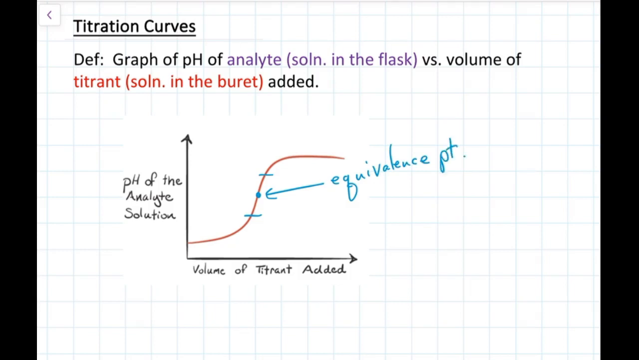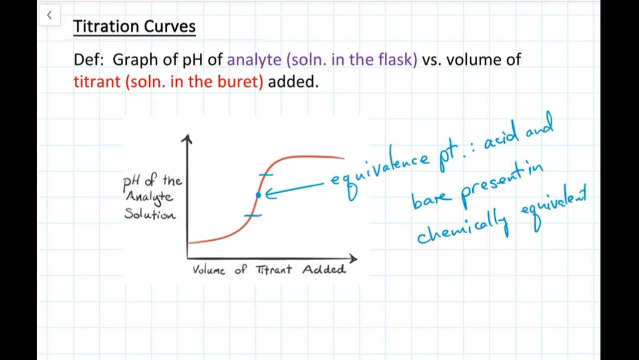All right. And the equivalence point is the point where we have acid and base present in chemically equivalent amounts. Okay. So, well, what does that mean?